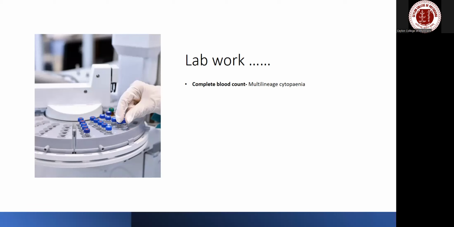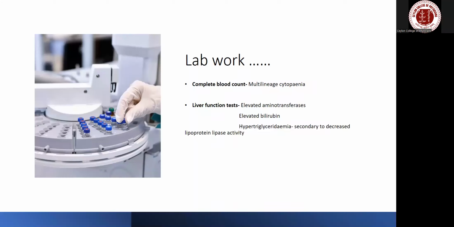A complete full blood count will show multilineage cytopenias. It can affect both the WBC, hemoglobin, and the platelets. And the liver function test invariably shows some sort of hepatitis. It can be either a mild form or a severe form. And there is elevated bilirubin. At the same time, they can have hypertriglyceridemia, but this is one of the features which shows the extended liver involvement.